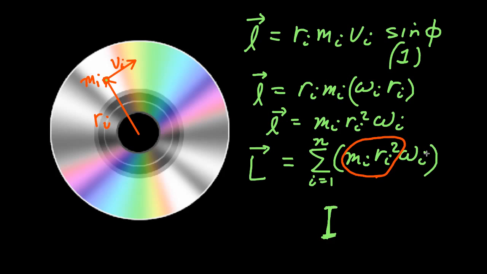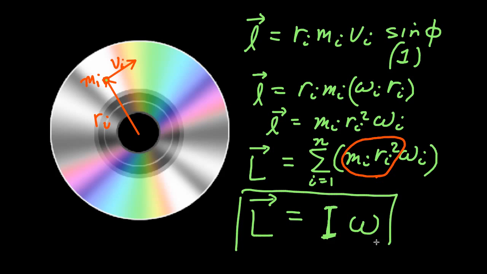Omega sub i: every single particle on this compact disk has the same angular velocity at any instant. So we can write this as just I omega. And there you have it, the formula of the day: angular momentum L is equal to moment of inertia times angular velocity.